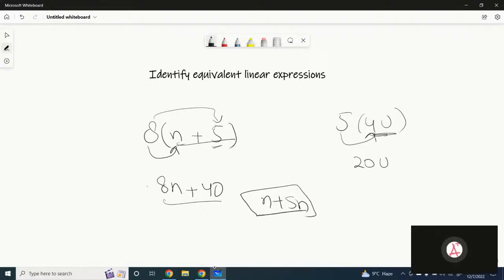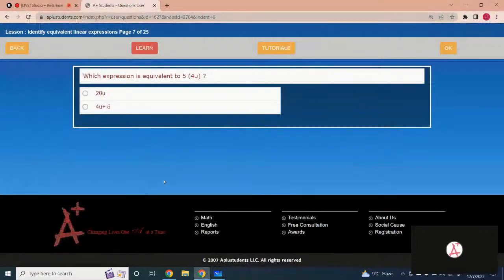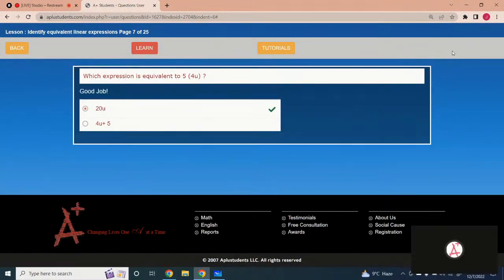You can add them because both have the same variable n. But 5 doesn't have the variable n, so it is different. But in this case, you have 4 and u. 4 is multiplying to u. And then 5 times 4 would be 20u. Got it? Please write a yes or no. It would be 20u. Just select the correct option, then click on the OK button.